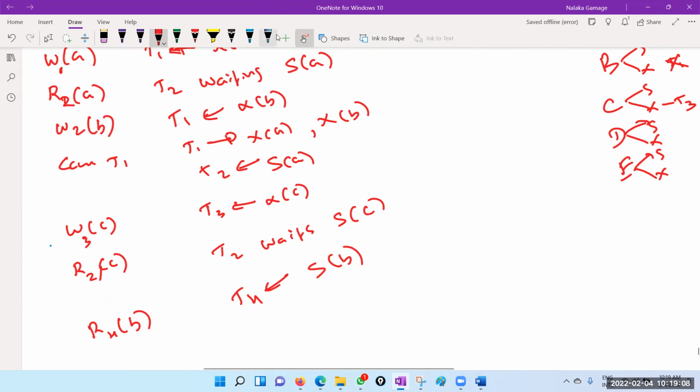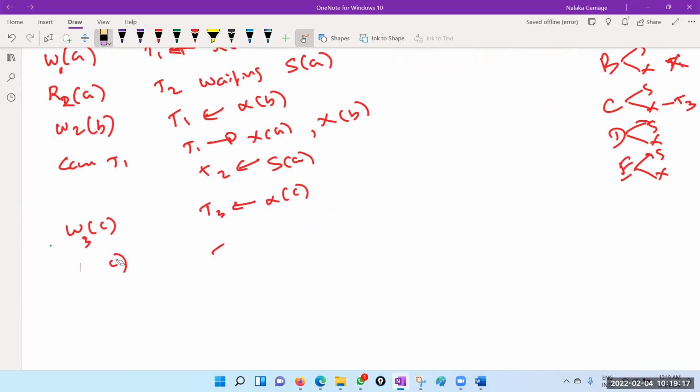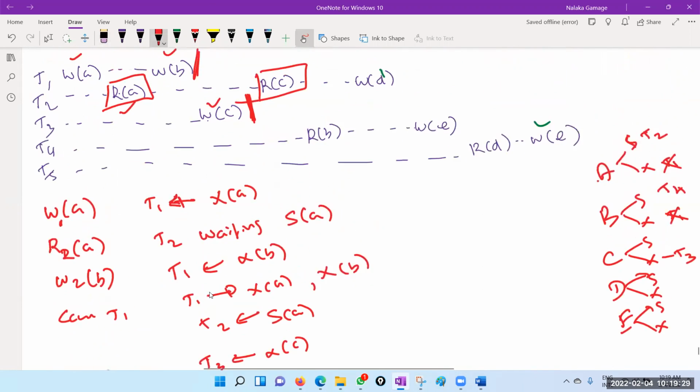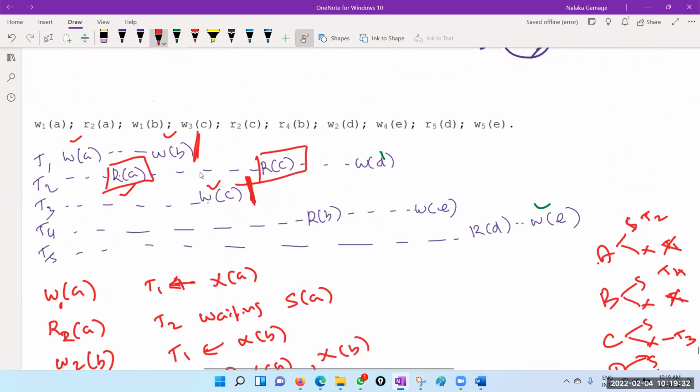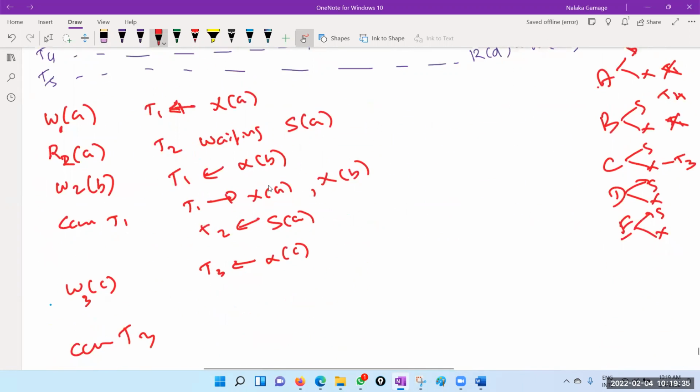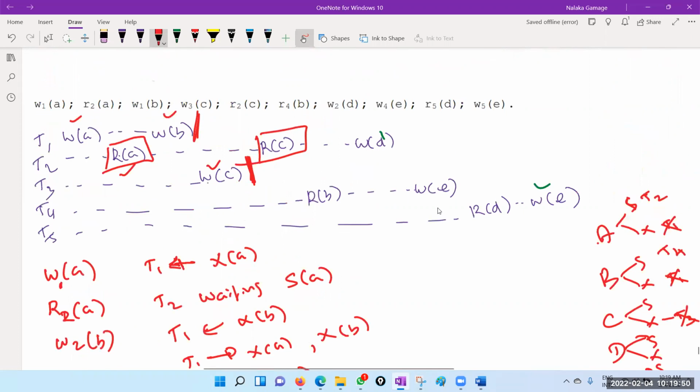Let me delete these things. Because that is the last step, we can commit transaction 3. When you commit transaction 3, it can release the lock on C. Transaction 3 was holding the exclusive C, and now it can release exclusive C. So now it's no longer taking this. Now that is also done.